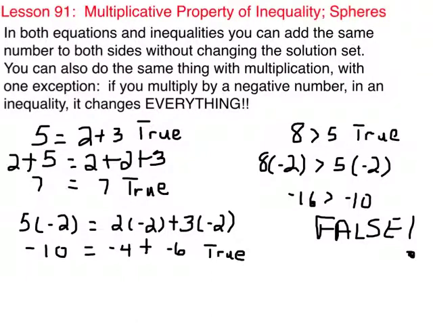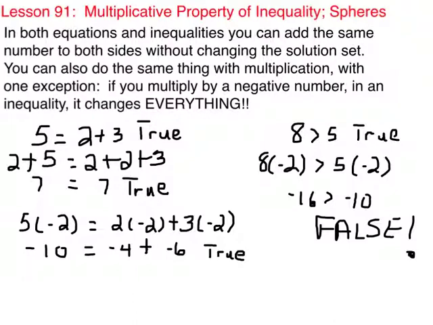So in both equations and inequalities, we know that it's true that you can add the same number to both sides without changing the solution. And you can also multiply both sides by the same number. But there is one exception to that. If you multiply by a negative number in an inequality, it changes everything. In an equation, it does not change. But in an inequality, it does change everything. So let's look at why that's true.